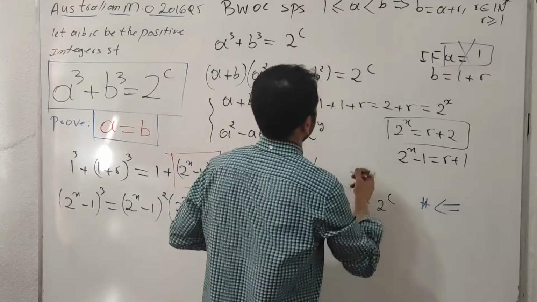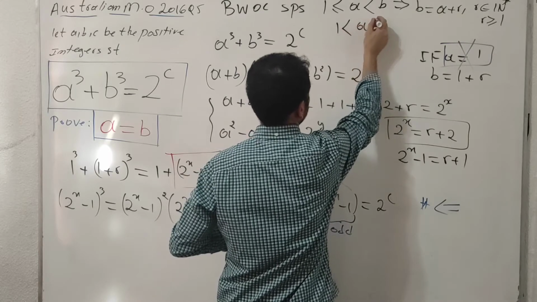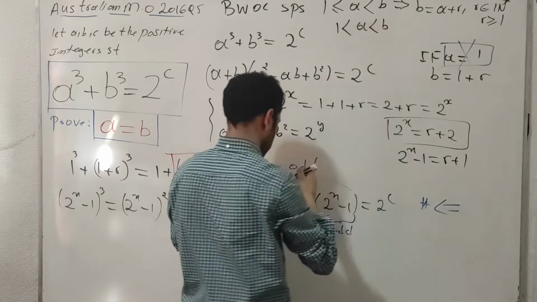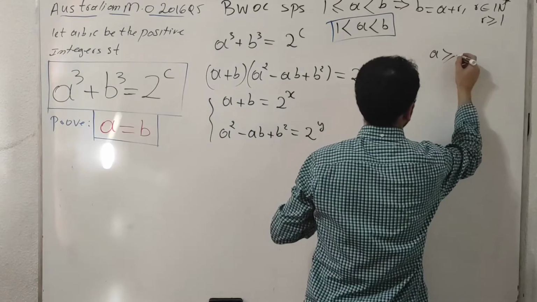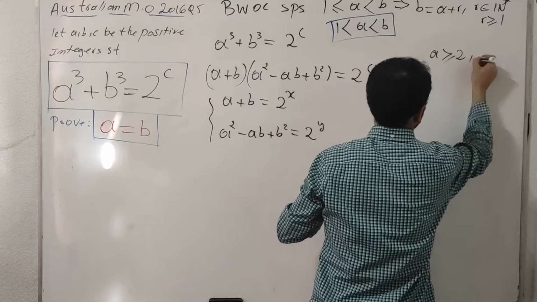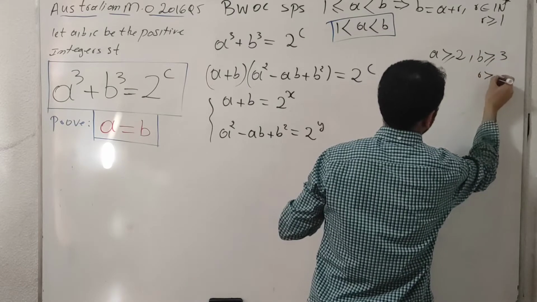So now I'm going to work on this condition: a is strictly greater than 1 and a is strictly less than b. Now I'm going to clean up this board. a is greater than or equal to 2, b is greater than or equal to 3, and r is greater than or equal to 1.